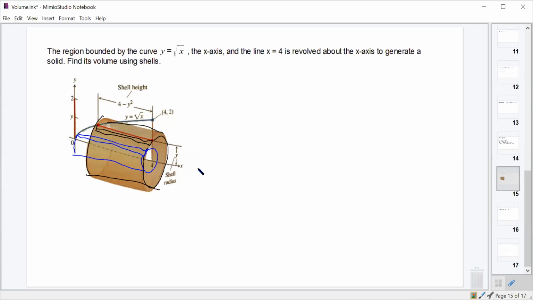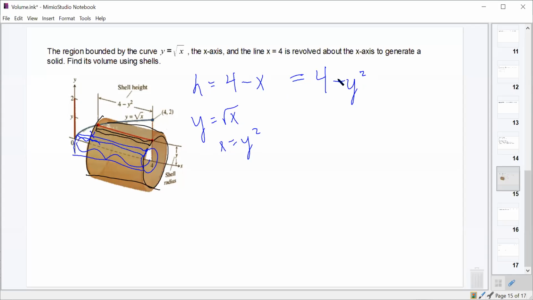So this already got everything labeled out conveniently. Our function was y equals the square root of x. Okay? And so what we did with that was we determined that the height of this thing is whatever this full length of 4 is, minus however far over we go, x. So the height is 4 minus x, and since y is equal to root x, that tells us that x is equal to y squared. So our height is 4 minus y squared.